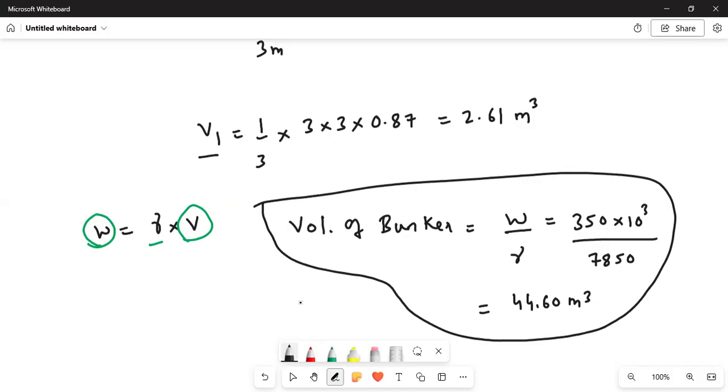This is the entire volume of the bunker, and from it you have calculated V1. V equals V1 plus V2 plus V3. What you have calculated is the volume of surcharge, the upper part of the bunker. Now you have to calculate V2, the middle portion, and V3, the volume of the hopper bottom. But we already have the entire volume, 44.60 meter cube.